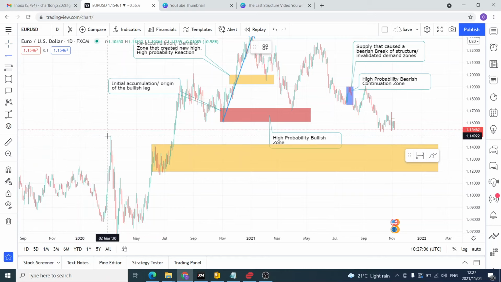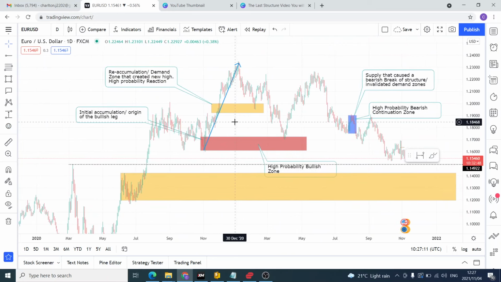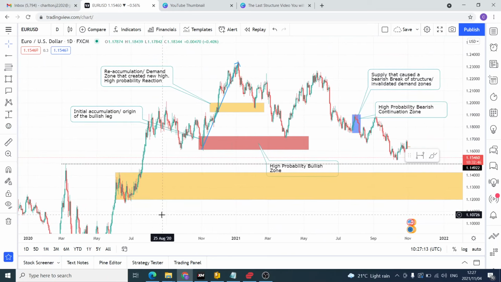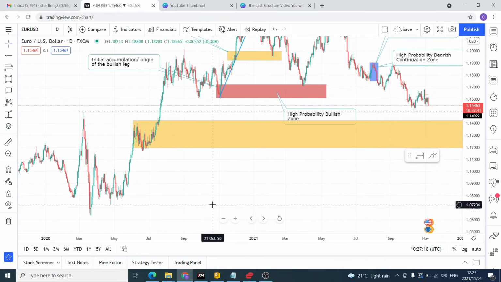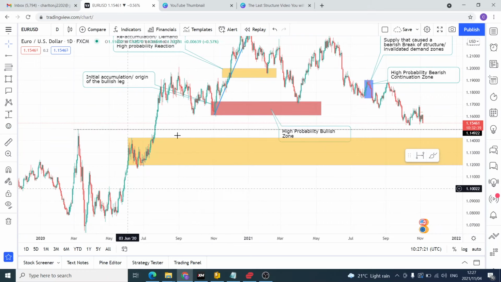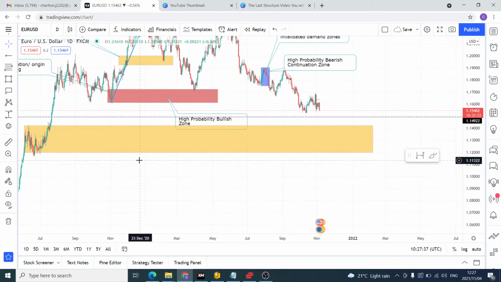Now, there's a lot of repetition here, right? We saw that exact same thing just on a smaller scale over here. It's the same concept. We have our initial accumulation that created this whole leg, right? Over here, we had that initial accumulation, we created this whole leg. And then here, we have that little reaccumulation that caused the break of structure, right? That broke a previous structural high. And over here, that is the exact same thing, just on a smaller scale. So now, we know for a fact that this is going to hold and give us a massive reaction.